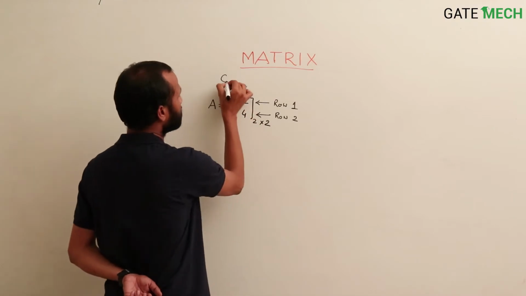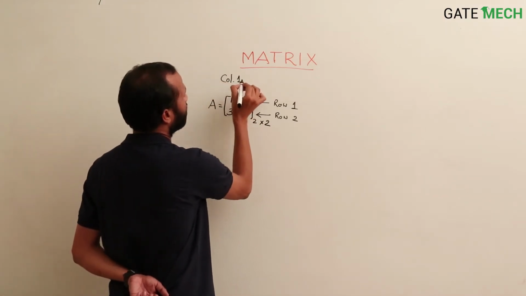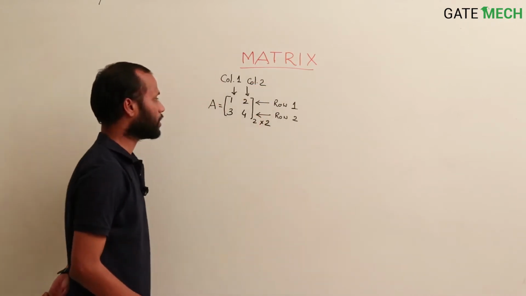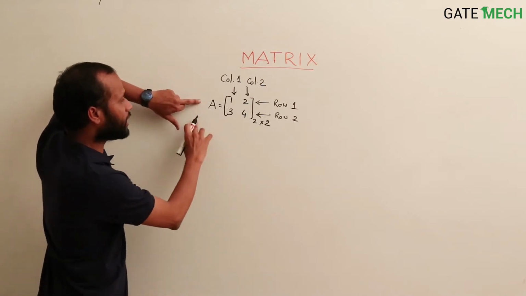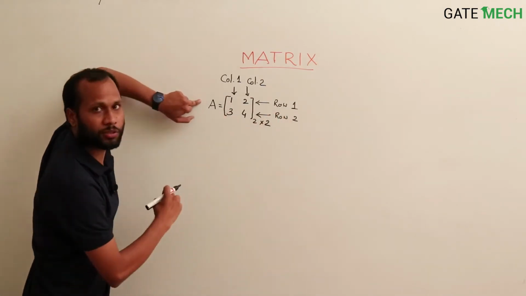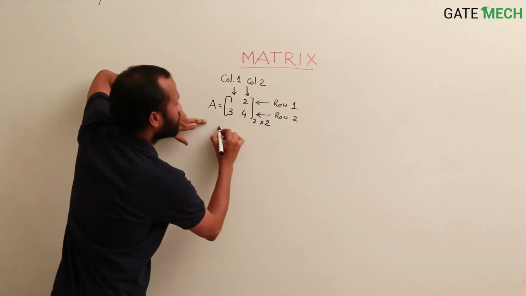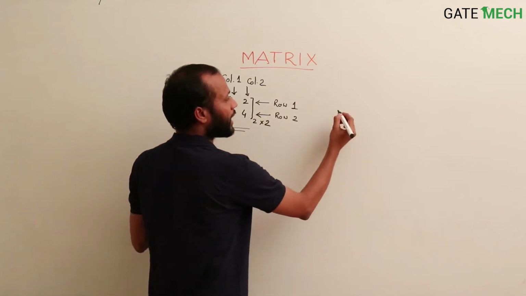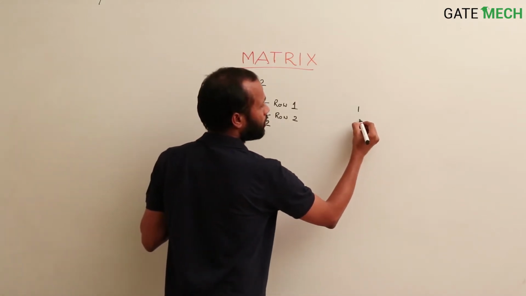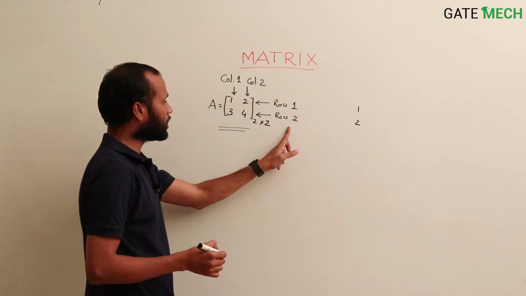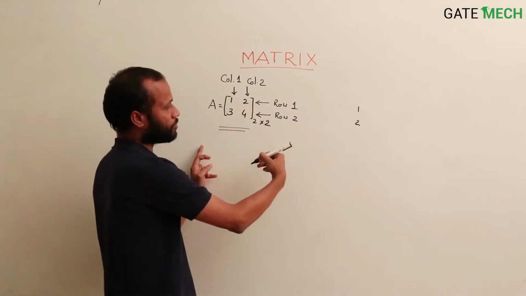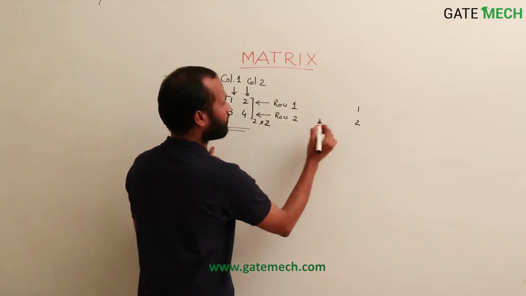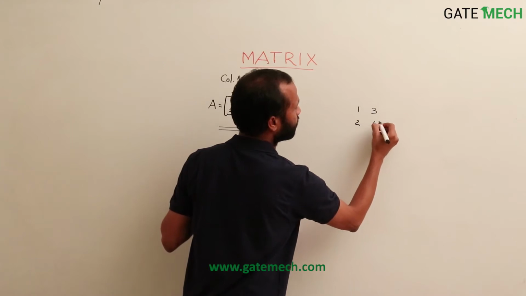1, 3 is column 1. 2, 4 is column 2. Now if you write rows as columns, using the same matrix, the first row is 1, 2. I will write that as a column 1, 2. The second row is 3, 4. I will write it as the second column. First row I wrote as first column, second row 3, 4 I will write as second column 3, 4.